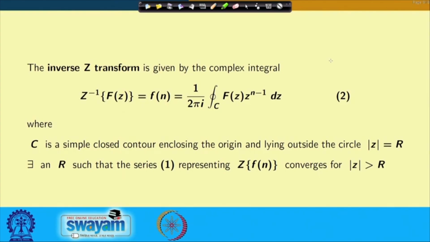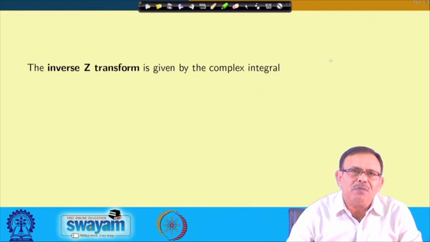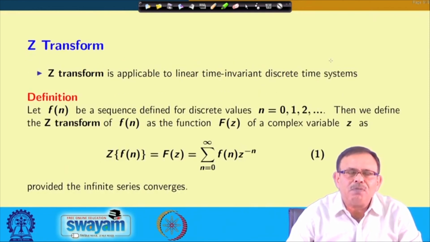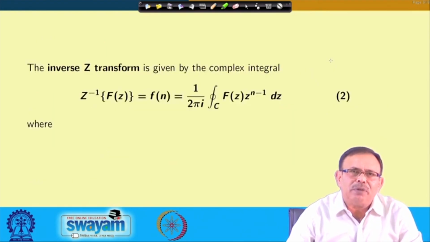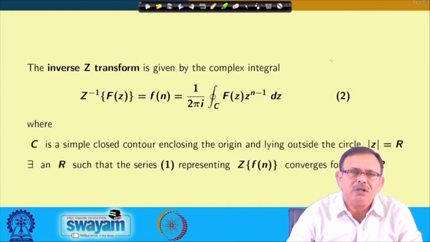And we are choosing r in such a fashion that the series represented by the z transform of f n converges for modulus of z greater than r. So, please remember that the z transform of f n equals summation n equals 0 to infinity f n into z to the power minus n. And similarly the inverse we can find this way: z inverse of f z equals 1 by 2 pi i contour integral over c of f z into z to the power n minus 1 d z.